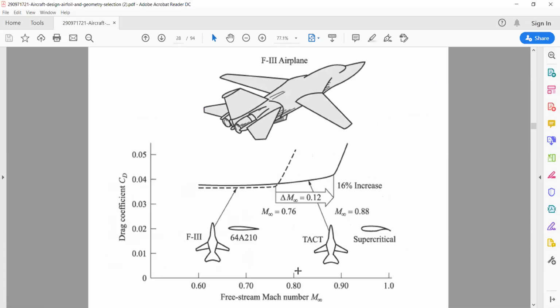And also we can see here a supercritical airfoil and a conventional airfoil. What we have used is a 16% increase, and you can see the dotted line represents it. Drag will be higher for the conventional one, and with this one drag will be less. Flow separation will not occur at an early stage. It has a good lift and good cruise speed also.